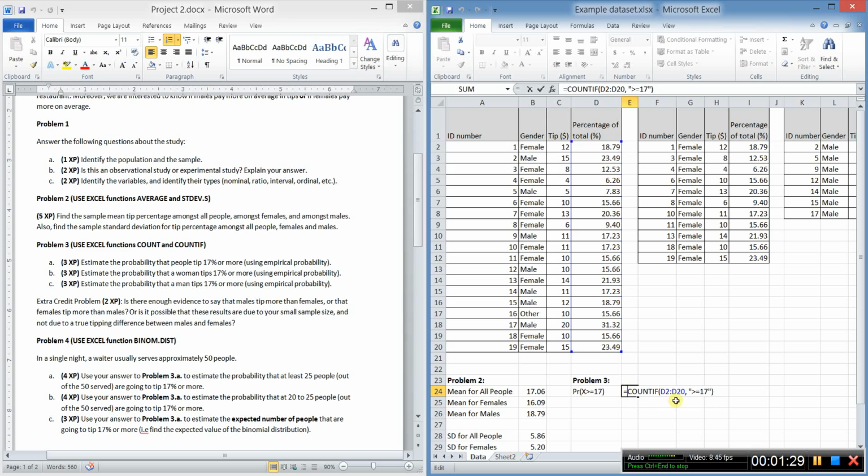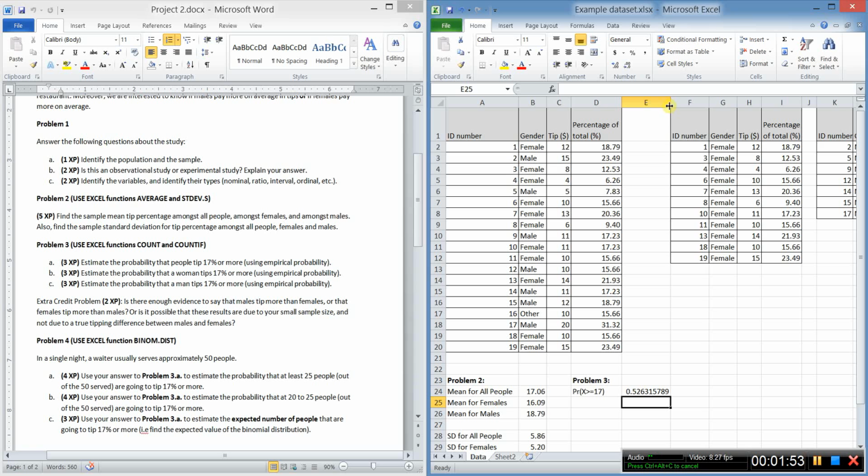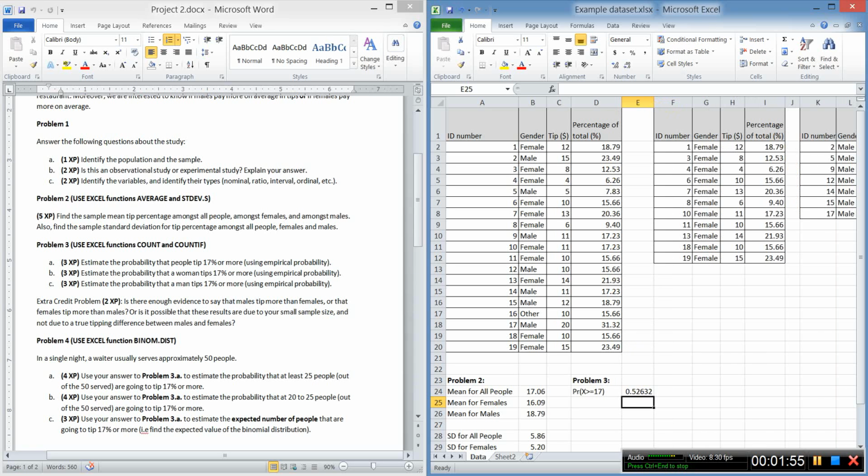So what I want is the number of people that are tipping more than 17 divided by the total number of people here. I can use the COUNT function, which will find just the total sample size. Or I could have just divided it by 19, because the sample size is 19. So there we go. The probability that someone tips more than 17 is 0.526.